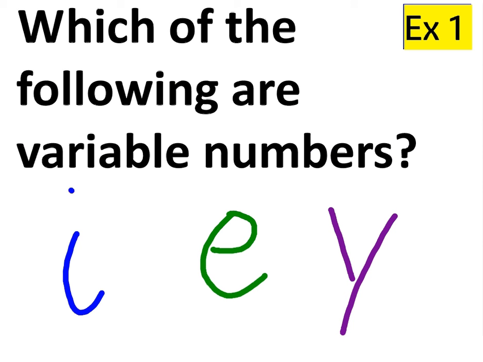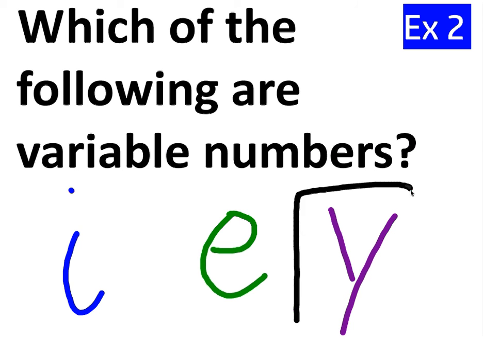Okay, let's look at this example. This should actually be example 2. Okay, so which one of these are variable numbers? We talked about how i and e are actual specific numbers. i is the square root of negative 1, and e is 2.718, and it goes on forever. y, however, changes. It's not a special letter in math. i, e, and pi are basically the main three examples, but basically any other letter can be a variable number.